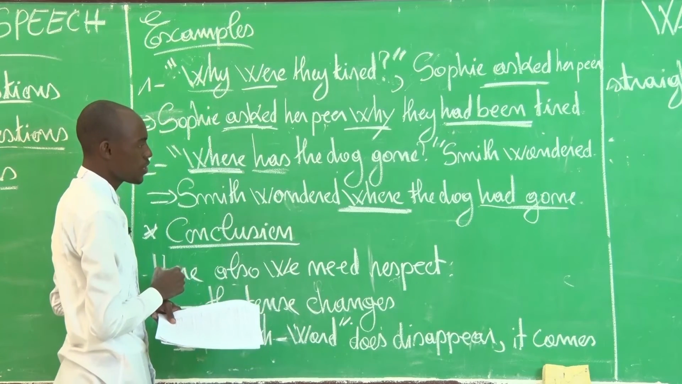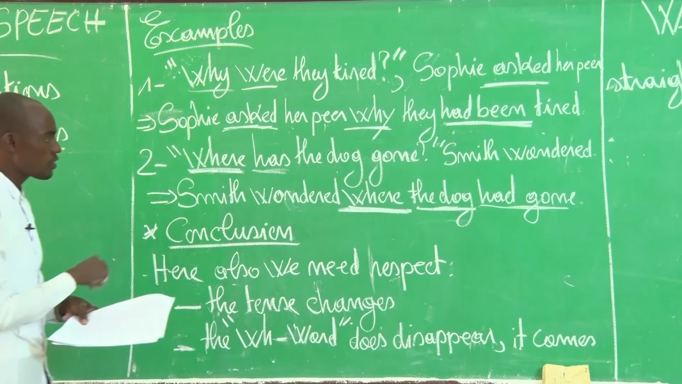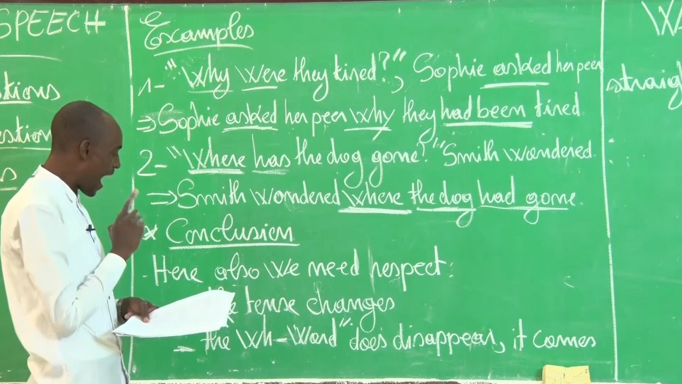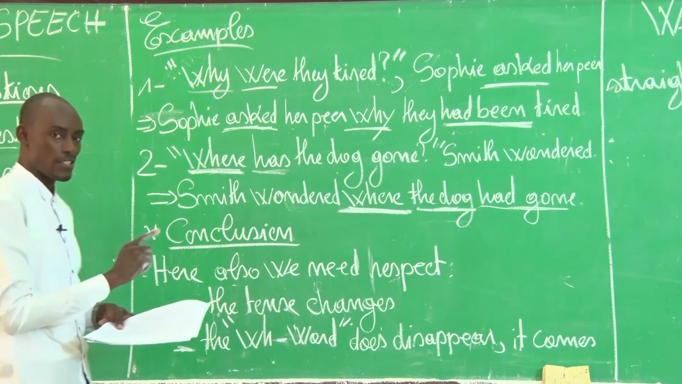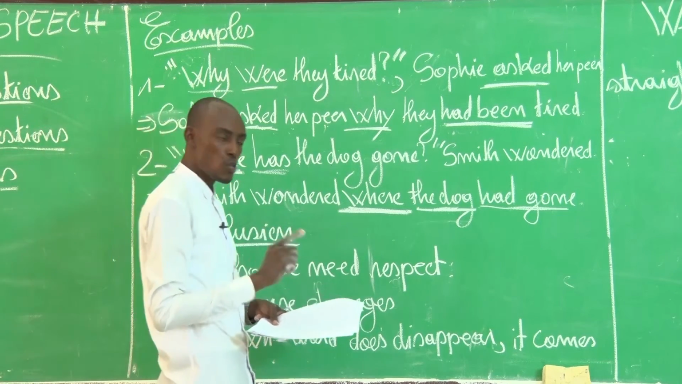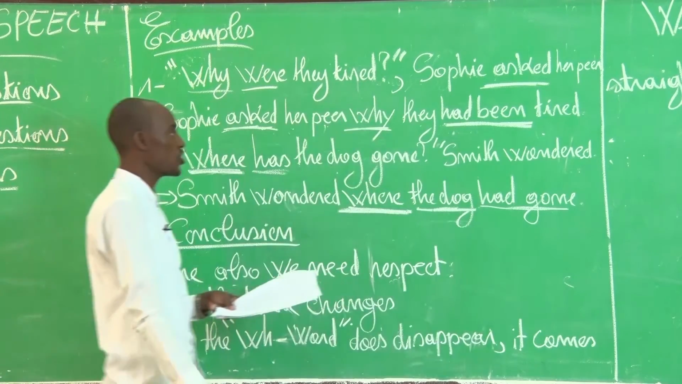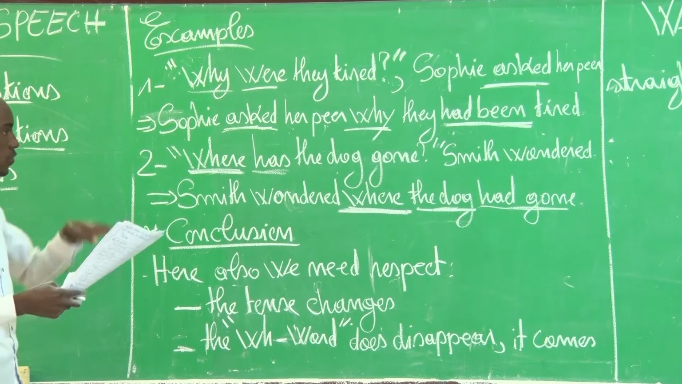Dans cette phrase, le sujet est où? Le sujet, c'est the dog. And we cannot delete an interrogative word. These are the two things that we must respect when we report questions. This is what we can see in our conclusion.